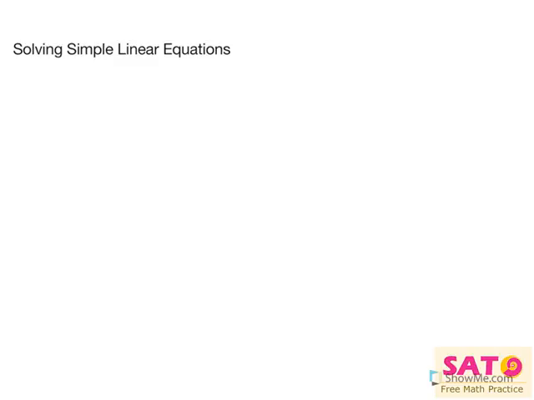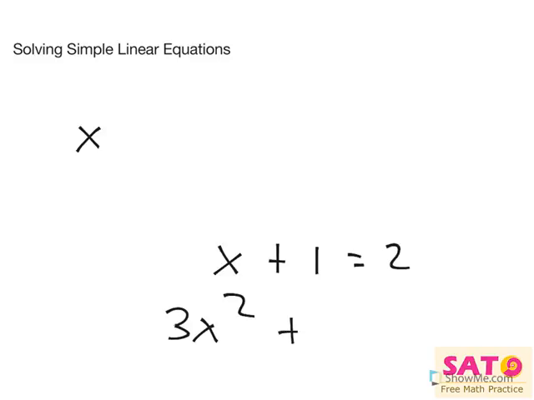And any equation has a variable, and it could be any letter, but the most common ones are x, y, and z. So in a linear equation, there's only one variable. And let's use x. And our linear equation could be as simple as x plus 1 equals 2, to as complex as some other examples like 3x squared plus, and stuff like that. And what we're going to talk about is how to solve it.